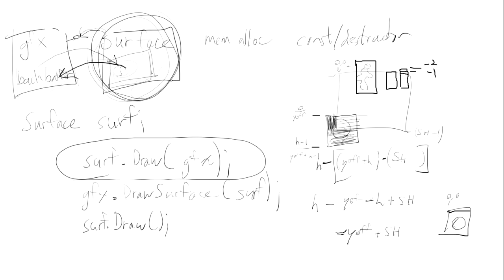Wait, negative y offset plus screen height. So screen height minus y offset. That makes sense, because if you think about it, our other one was just negative y offset for this part here. And now we're getting screen height minus y offset. So there's a nice symmetry in that.